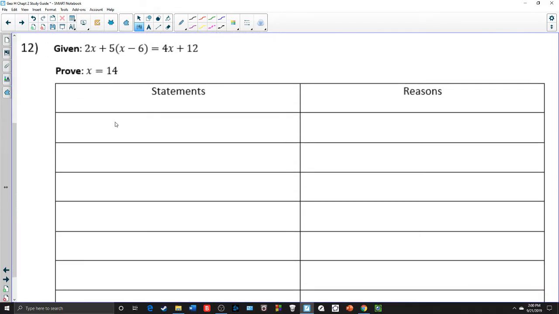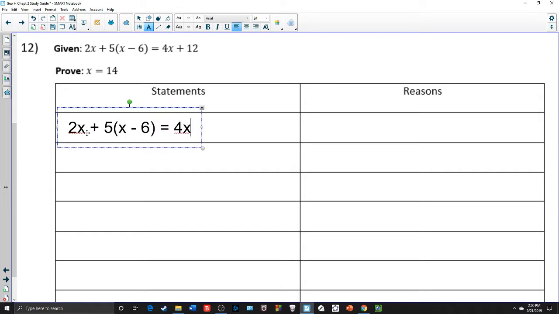So now we get to the proof section. There's an algebraic proof first, and then a few fill-in proofs, and then the last one is a from-scratch proof. So let's do the algebraic one first. As with every proof, we always start with our given statement. So let's read our given: 2x plus 5 times x minus 6 equals 4x plus 12. And our reason is that it's given. Always start with your given.